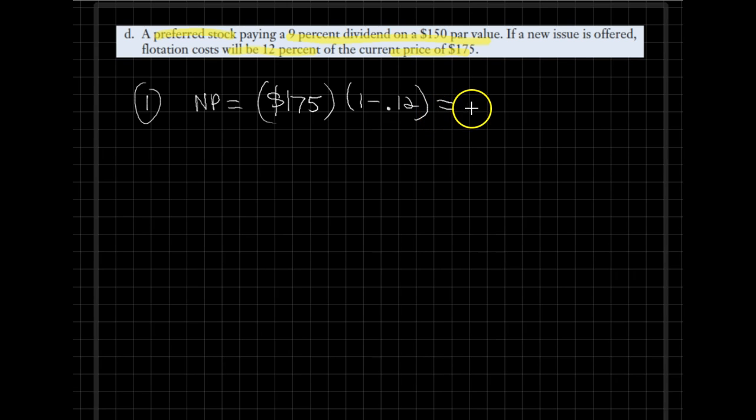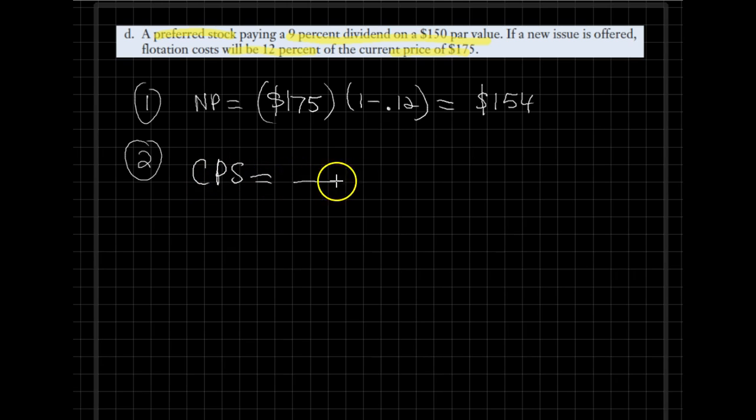So for the next part, D, this time we are issuing preferred stock, which has a 9% dividend on a $150 par value, and the flotation costs are 12%, and the current market price is also given. So in the first step, let's figure out the net price again. So net price would be simply the price times 1 minus the flotation costs. So that would give us $154.